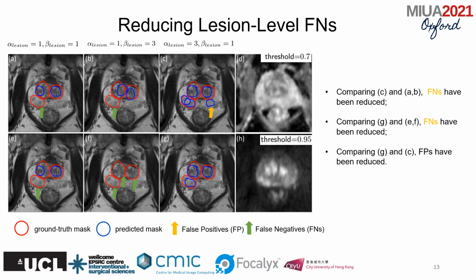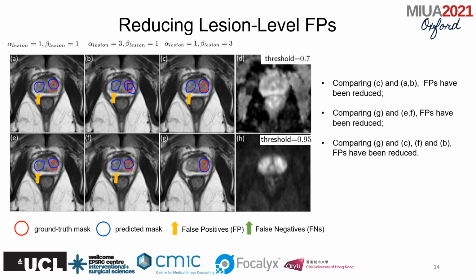By comparing figure C with figures A and B, we can see that false negatives have been reduced. By comparing figure G with figures E and F, we can see that the false negatives have been reduced. By comparing G and C, the false positives have been reduced by further adjusting the threshold at the inference stage.